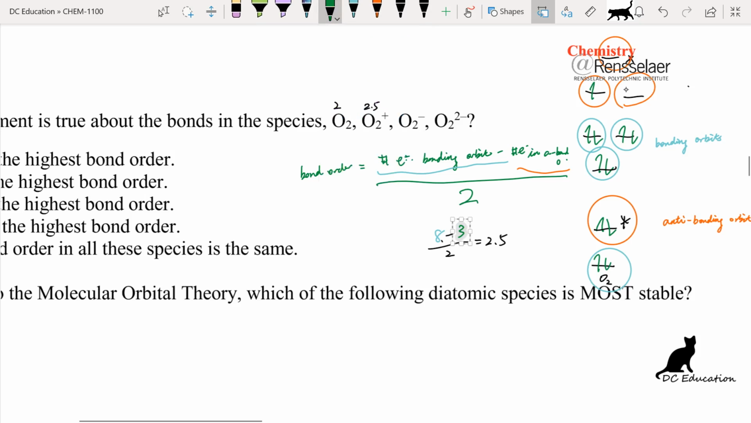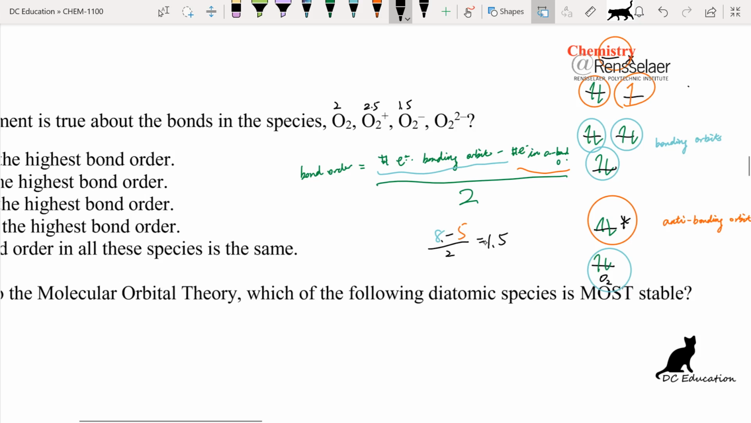And oxygen minus just means one more electron. So let's add it back to become a regular oxygen molecule, and we just add one more. So this is going to be 8 minus 5 divided by 2, which is 1.5 bond order. So it's 1.5 for oxygen negative.